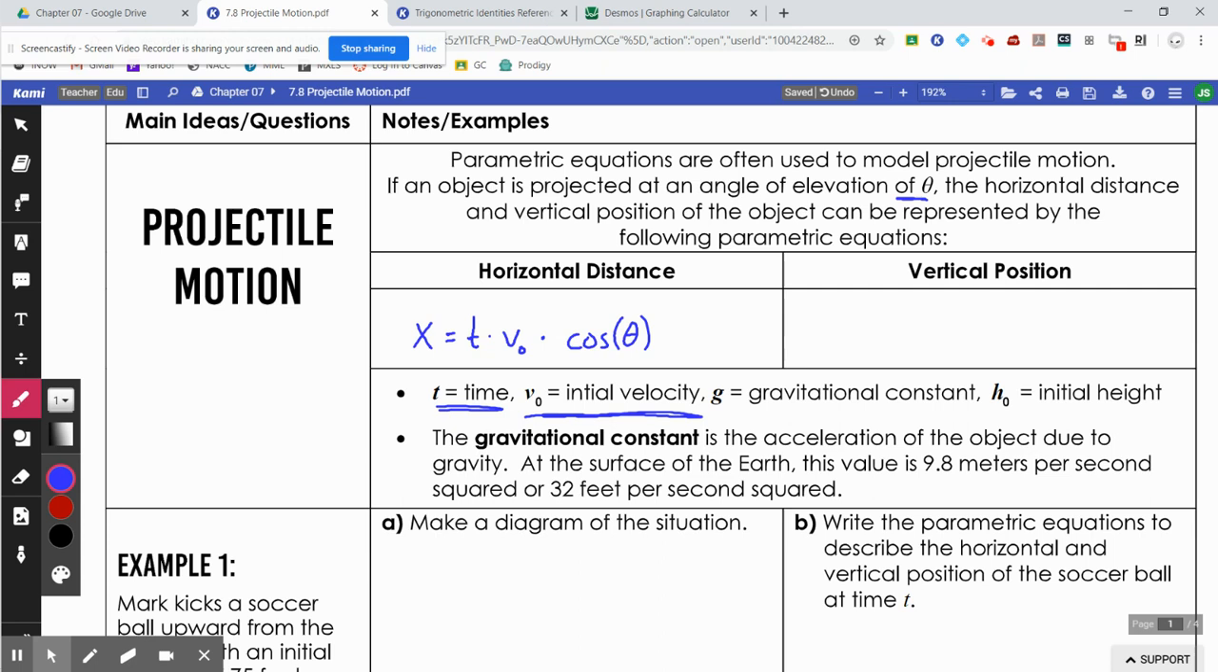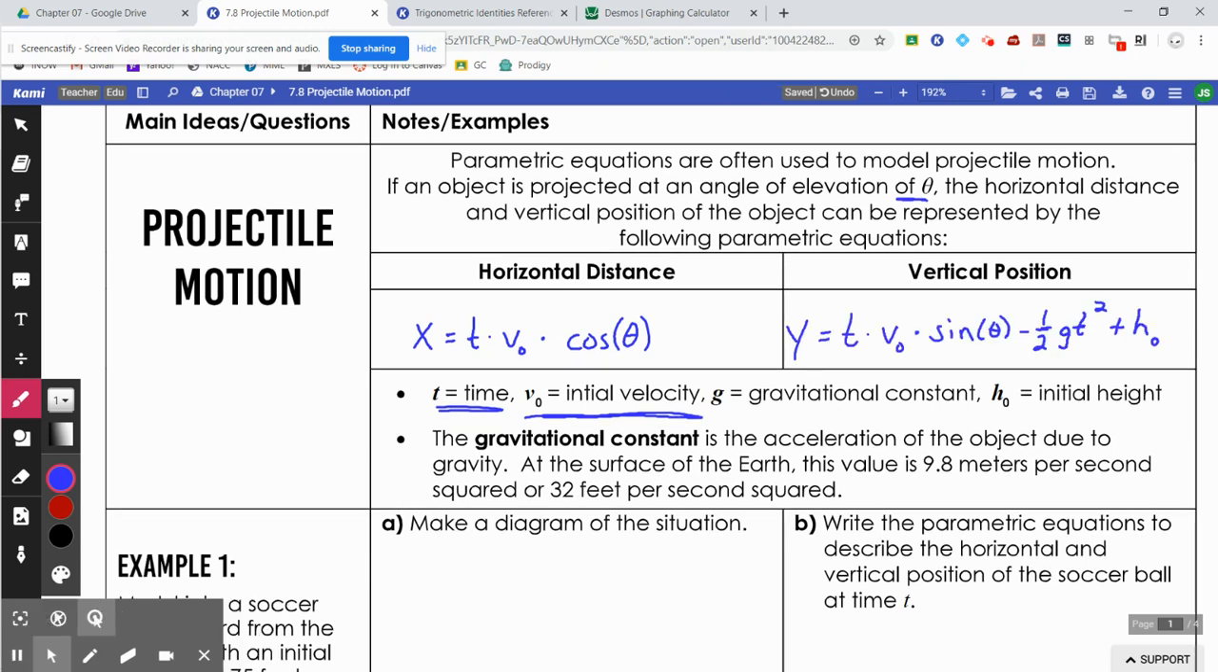And then your vertical position can be found by this equation. y is equal to t times v sub 0 times sine of theta. We've already talked about what all those variables represent. Minus 1/2 gt squared, where g is your gravitational constant, plus h sub 0, which is your initial height.